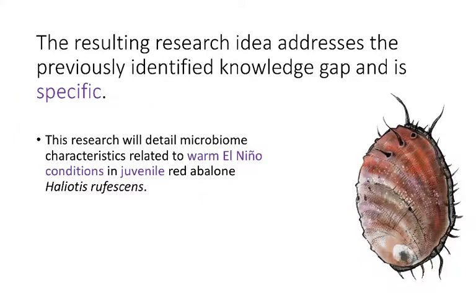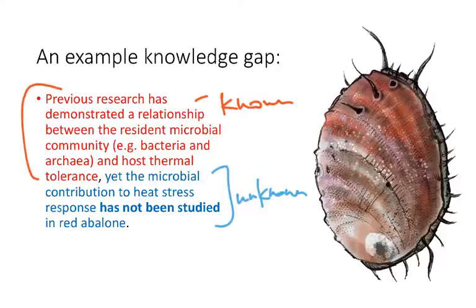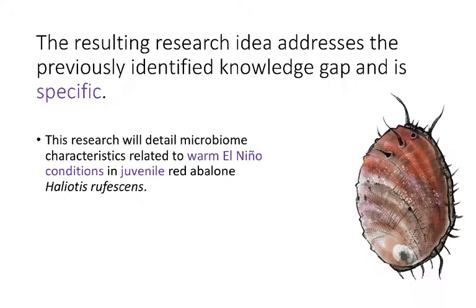And so what we can do is based on that knowledge gap, and actually let me go back and read that gap for you. So the gap is that we haven't yet studied the microbial contribution to heat stress response in red abalone. That's what hasn't been done yet. So that's what we want our research idea to address. So what we can do from that then is formulate a research idea that will address that knowledge gap and that also is specific. So I'll explain what I mean by that as I go through this example here.